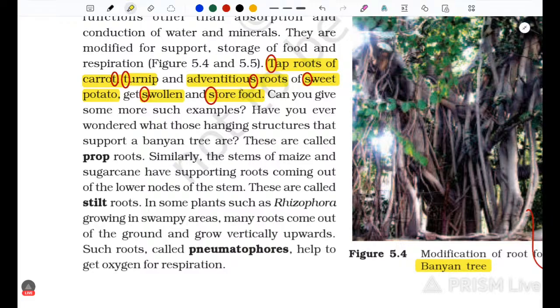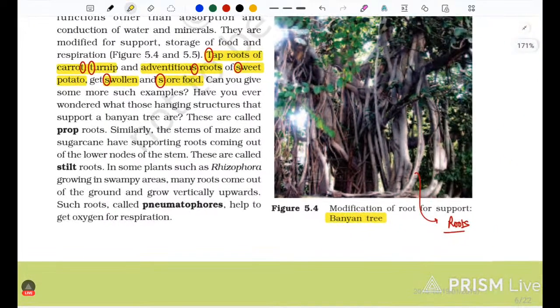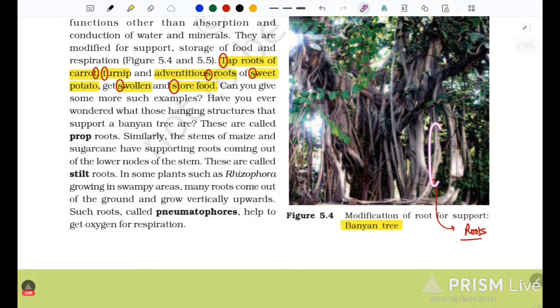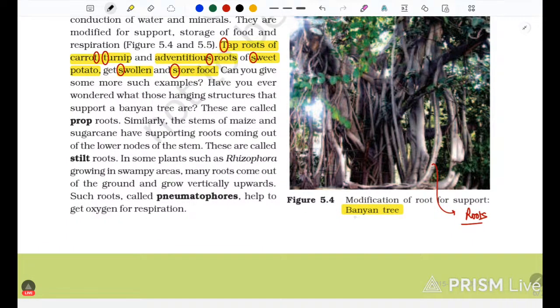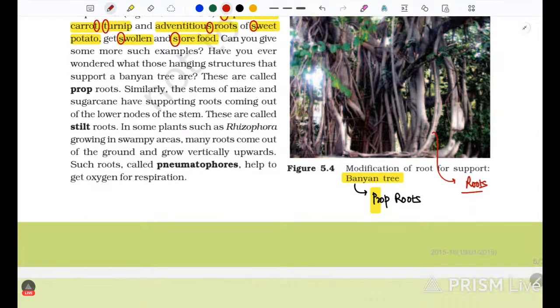And hanging, I have already told you, these structures hang from the banyan tree. Can you see these hanging structures from the banyan tree? All these structures are immensely important, and these are actually the example, the banyan trees. These are called prop roots. I always tell students that P and B look very similar. If this is P and you add a half circle like this, it becomes B. So banyan tree and prop roots are very easy to remember.